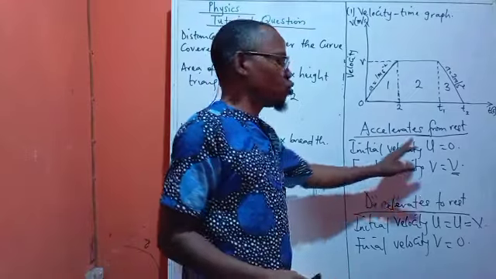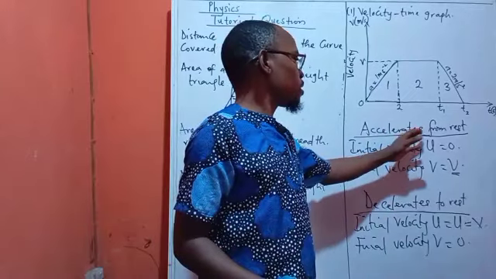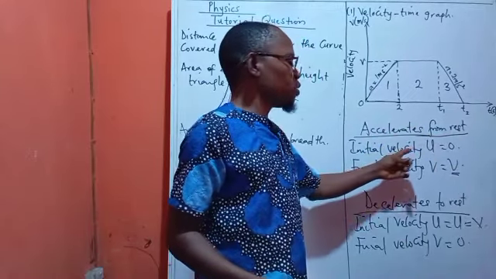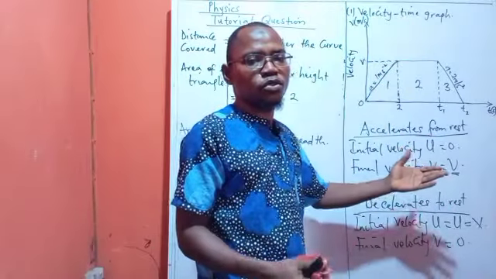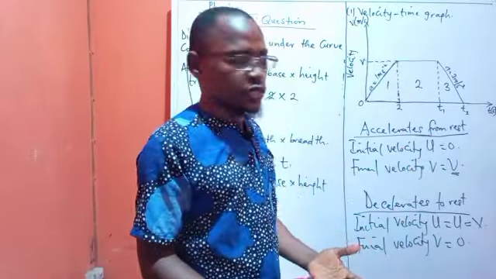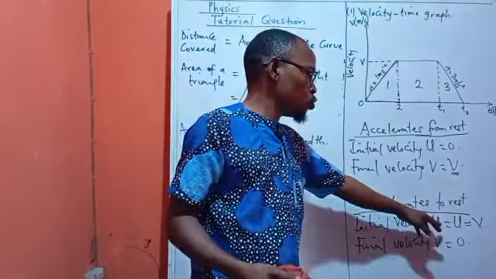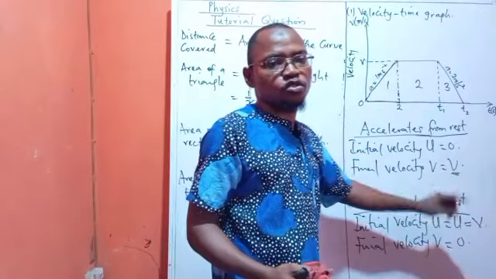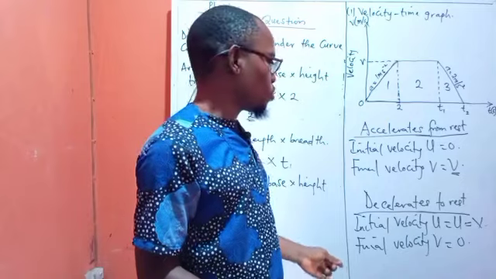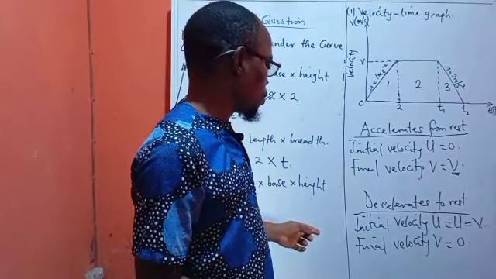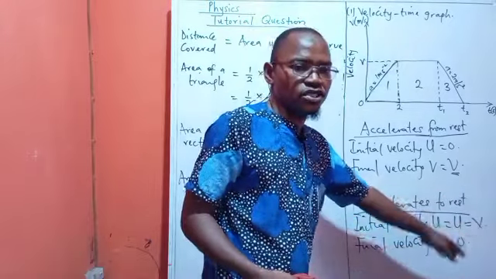So these are the things you should put at the back of your mind when you are given something like this. When they say a body accelerates from rest, it means the initial velocity u is 0. Then the final velocity will be given to us, or we have to calculate for it. Then if it decelerates to rest, it means the initial velocity u will be equal to the constant speed, which is given to us in the question, while the final velocity v will be equal to 0.